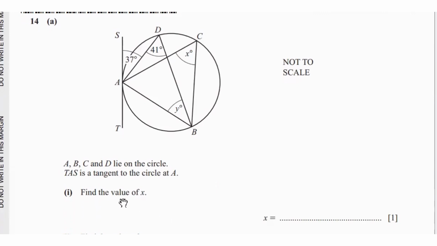Question 14 says A, B, C, and D lie on the circle. TAS is a tangent to the circle at A. Find the value of x. So if you notice, AB is a chord, and we have angles C and D coming out of the same chord AB. So if you remember, angles in the same segment have the same measurement, they're equal. So x would also equal 41.